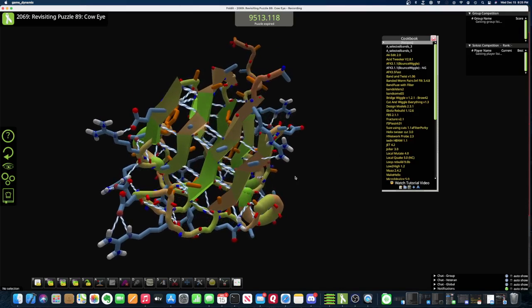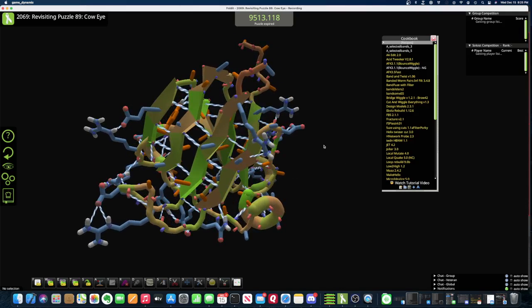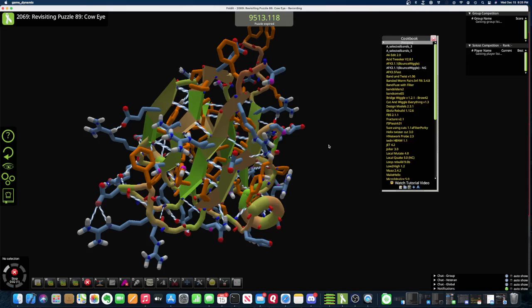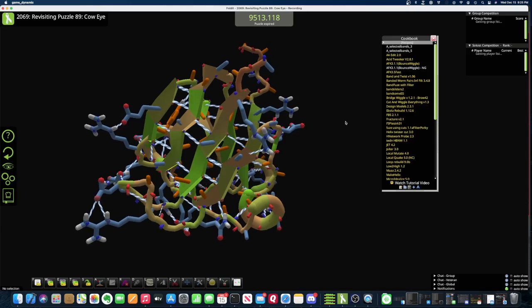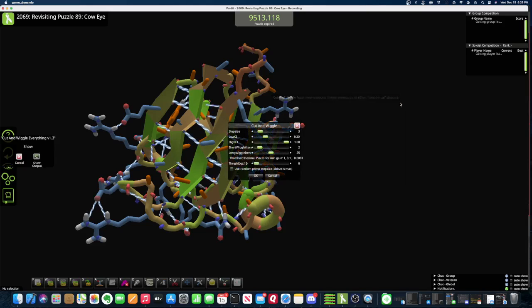Ones that I like to run next after I've done the wiggles and shakes. Let's do another wiggle, make sure we don't get any more points, another shake. Make sure we don't get any more points. Okay. So then there's one called Cut and Wiggle Everything.